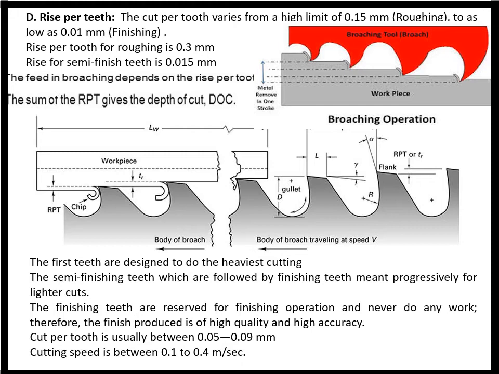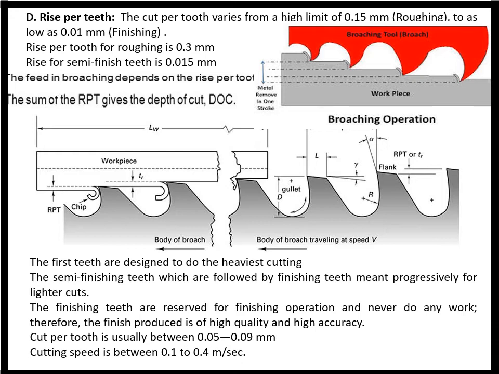Now the total set of teeth, which includes the roughing, the semi-finishing and the finishing teeth, are to be designed for both heavy cutting as well as light cut. The first set of teeth, which are called roughing teeth, are always designed to do the heaviest cutting, followed by the semi-finishing teeth, and then the finishing teeth, which generally take very light cuts.